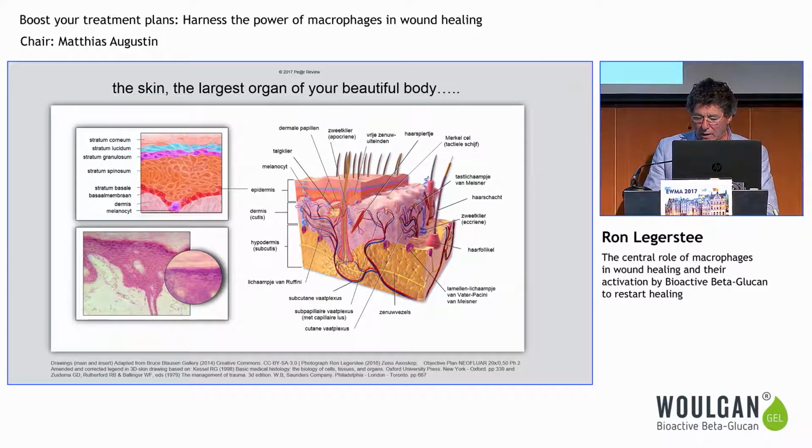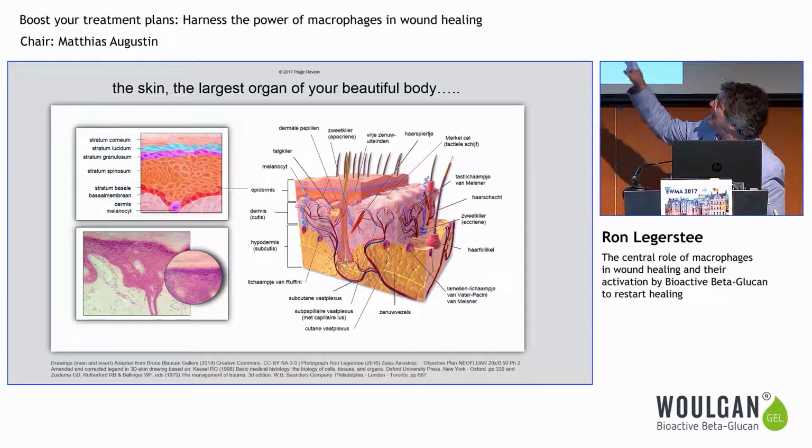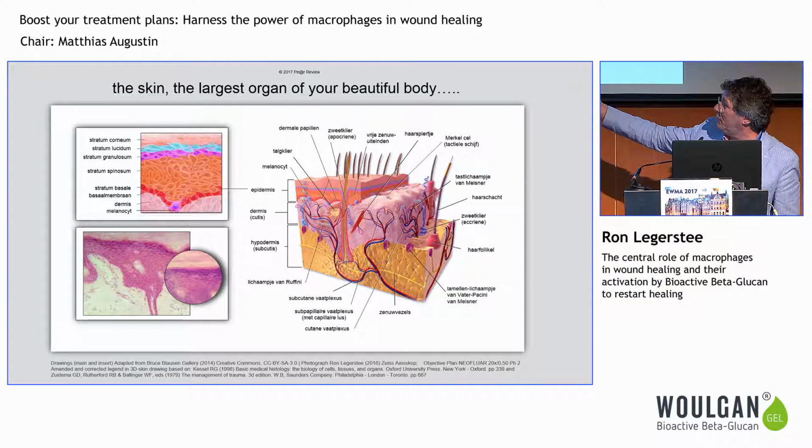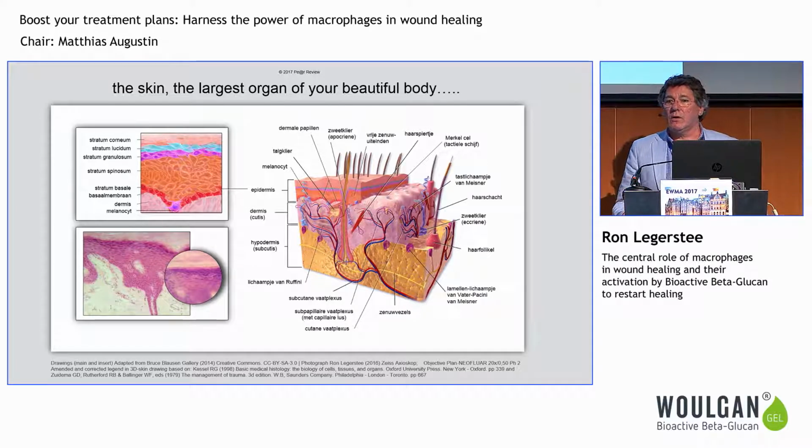Obviously, we are talking about wound healing, so we exclude talking about broken bones or cartilage; this is exclusively healing of the wounds of skin. And you see here, in my opinion, the most beautiful and freely available picture of a piece of skin. Wouldn't you agree? With all the detail, and of course you have to attribute to the makers, which is Bruce Blausen Gallery. And there are on the internet many more wonderful pictures you can use for presentations like this freely.